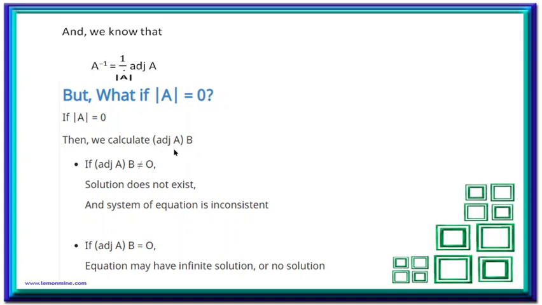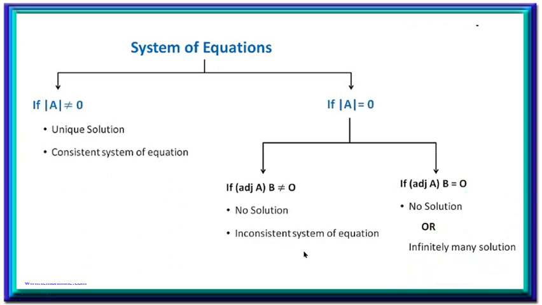We will calculate adjoint A into B. If adjoint A into B is not equal to 0, then solution does not exist and we can say the given system is inconsistent. But again, if this twist comes, if determinant A into B is equal to 0, then equation may have infinite solution or no solution, that depends. But this is not in your syllabus, so we will not discuss this case and will restrict our discussion till this case only. So basically we have to keep this chart in our mind.